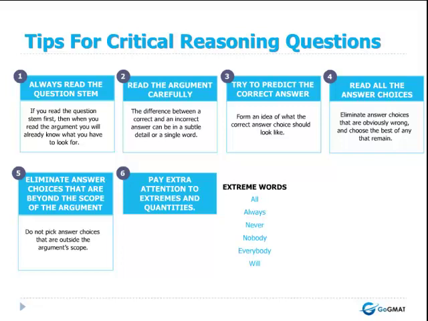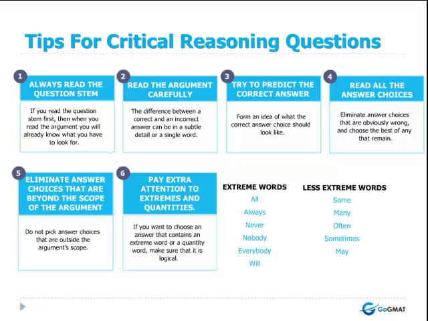Extreme words are rarely part of good arguments on the GMAT. The best answer choices usually contain less extreme words, such as some, many, often, sometimes, and may. If you want to choose an answer that contains an extreme word or a quantity word, make sure that it is logical. If extreme language is a part of the argument, then the correct answer may use it as well.